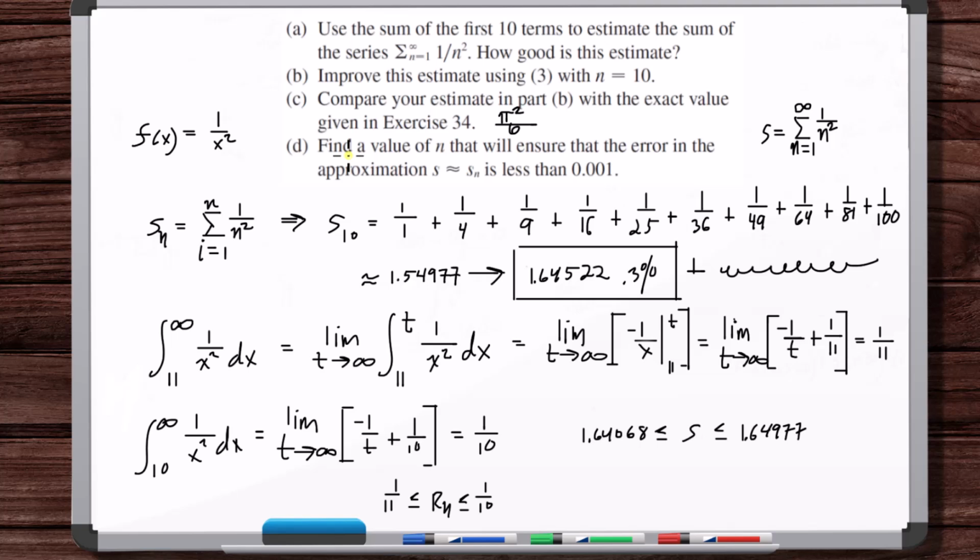Okay, now the last question is we want to find a value of n that will ensure that the error in the approximation is less than 0.001. All right, so we're not going to get into the whole process of improving on the estimate, getting the range of what the infinite sum could be and dividing by 2 and all that. We're just going to look at it from this standpoint.